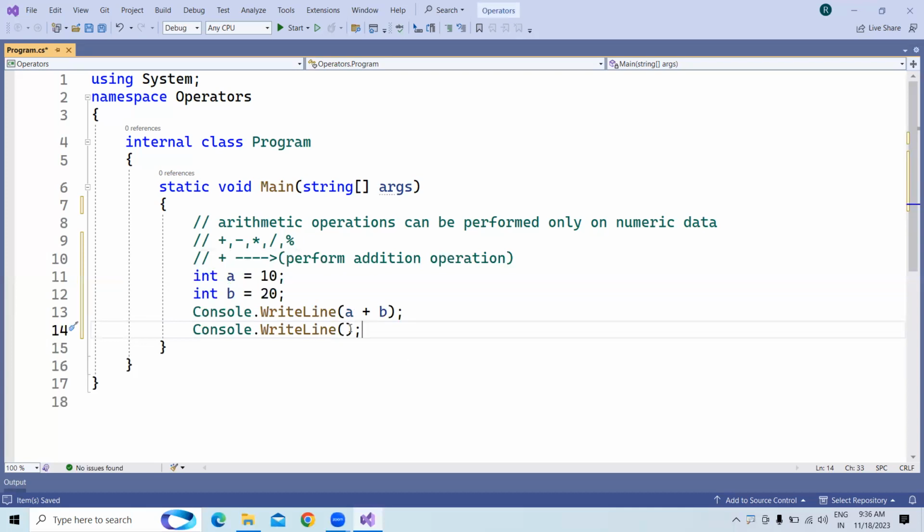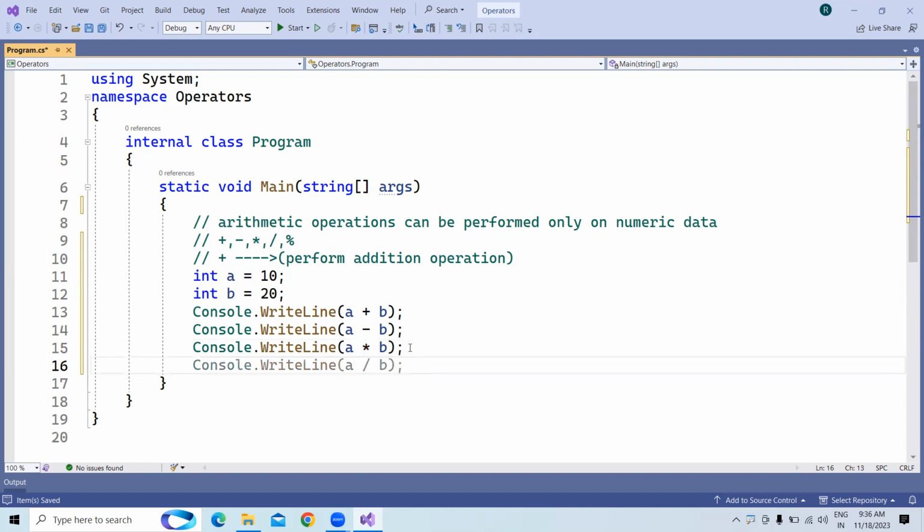For performing subtraction, what operator are we using? It is called the subtraction operator: a minus b. For multiplication, which operator are we using? Star, which is used to perform the multiplication operation. Then I will perform division, a by b. To perform division, we use slash. After that, to get the remainder of the division, we use a modulus b.